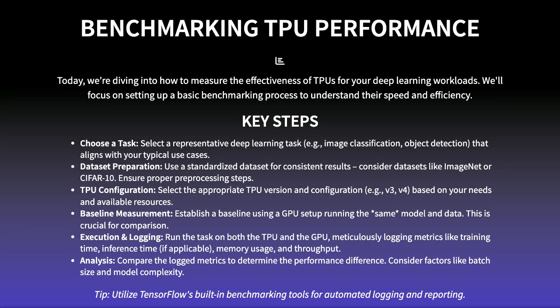Let's talk about how we can really see if a TPU is giving us a performance boost. First, you need to pick a deep learning task that's representative of what you actually do, maybe image classification or object detection. Then, get your data ready and make sure both your GPU and the TPU are set up identically. It's important to establish a baseline with your GPU first so we know how much better, or worse, the TPU is performing. We'll log everything: training time, inference time if you're using it, memory usage, and how quickly things go through. Finally, let's compare the numbers to see exactly what the TPU brings to the table.